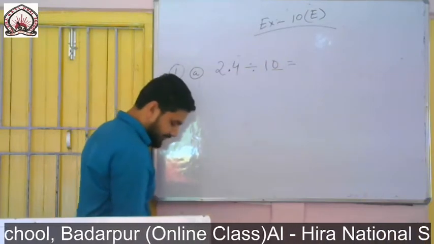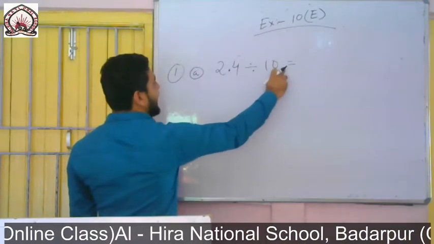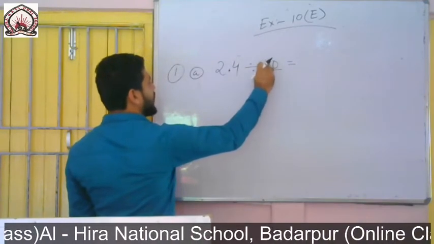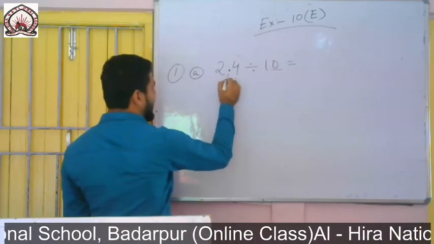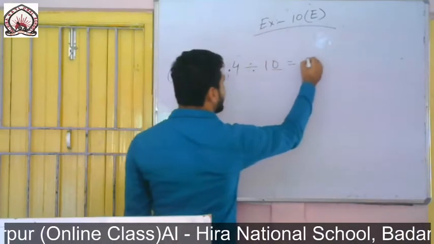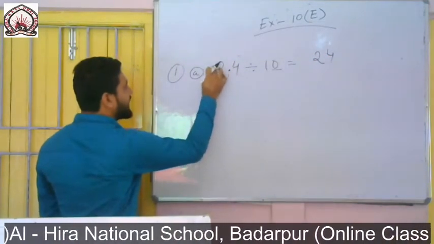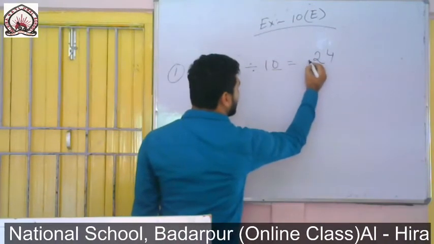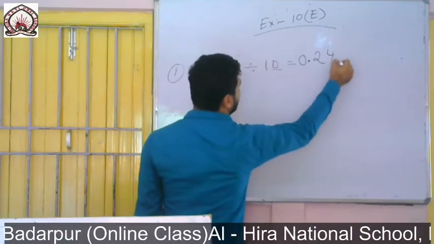Okay, so here the point is here. In the divisor there is 10, so the point will be shifted here. So I can write 24. You first write directly 24, then if you shift the point, it will come here, then you put a 0 before that. That is the answer.